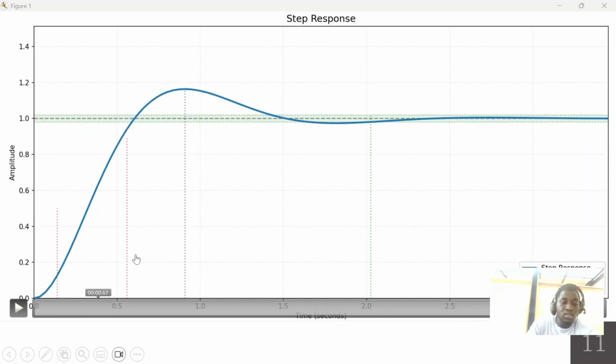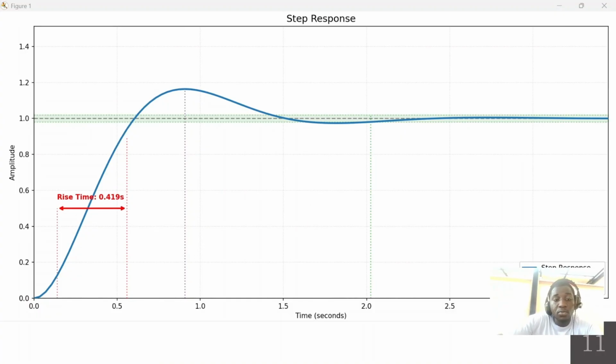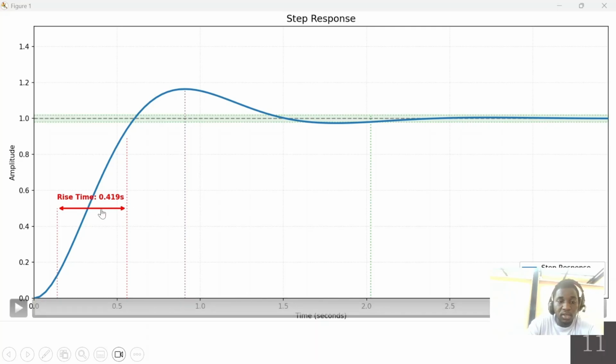Also, here is a simulation of the rise time using Python. Mind you, we had the same answer with the simulation of the Python as we calculated in the previous slides. So the rise time over here is giving us 0.419 seconds.